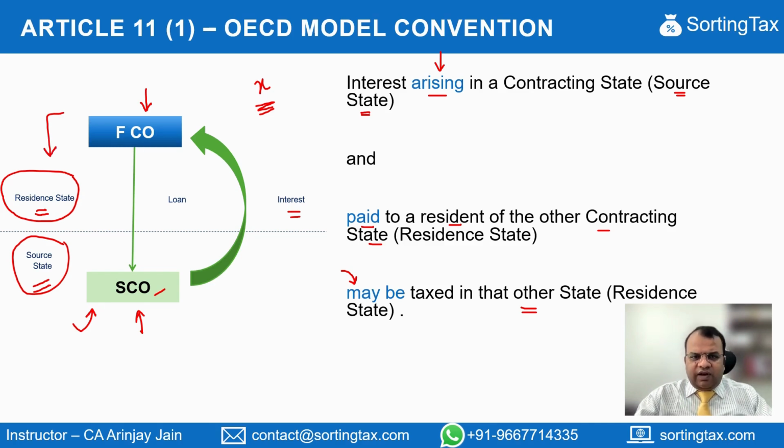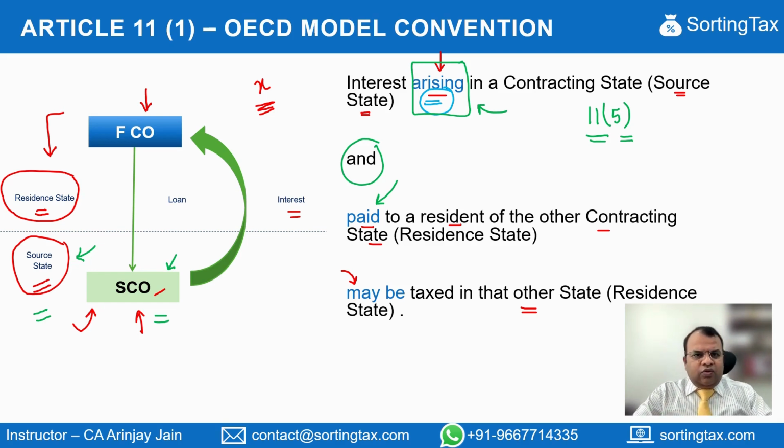Now, some of the things which are relevant here: the first thing is that interest should arise in a contracting state. When can the interest be said to be arising in a contracting state? That is something that we will discuss in detail when we discuss Article 11(5). This particular point is not similar to the taxation of dividend, which is Article 10. Article 10 says that the right to tax dividend will be with the company which makes the payment of dividend. So if the company itself is situated in the source state or is a resident of the source state, then the right will be given to the source state. However, for the taxation of interest, it says that interest should arise in a contracting state and it should be paid to a resident of the other contracting state.